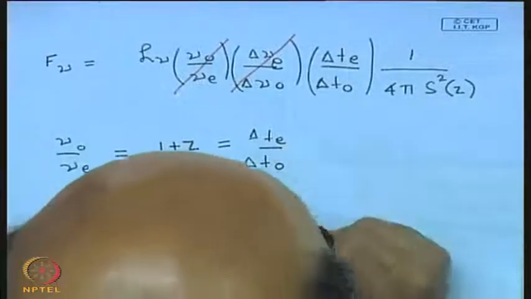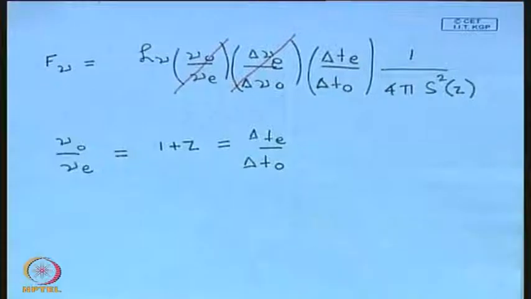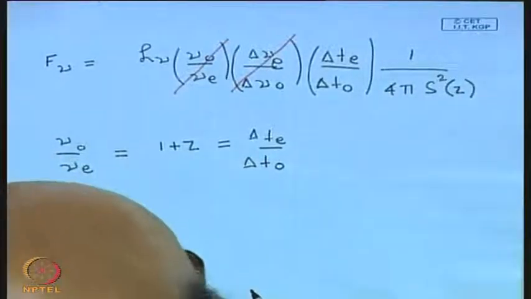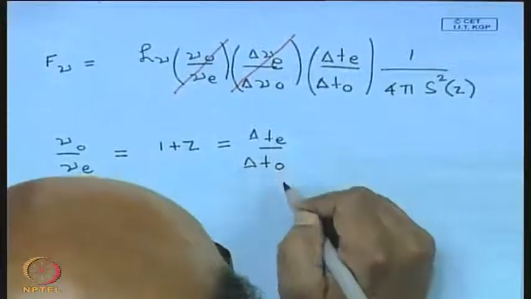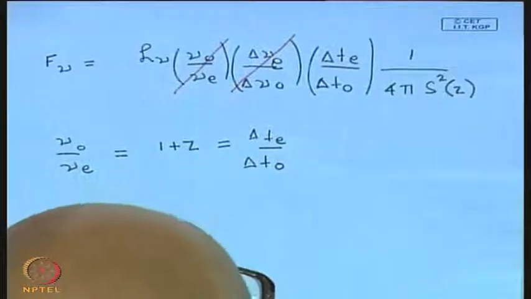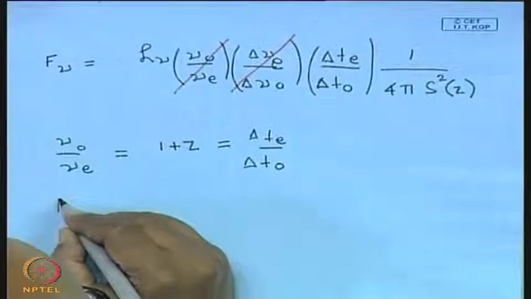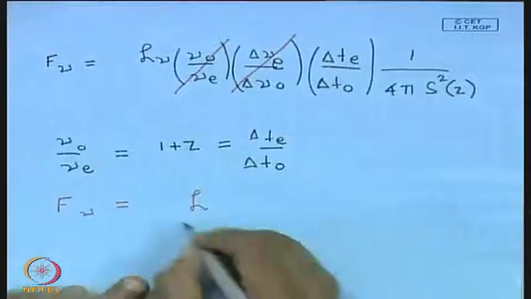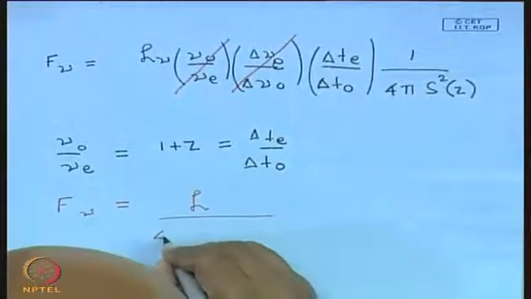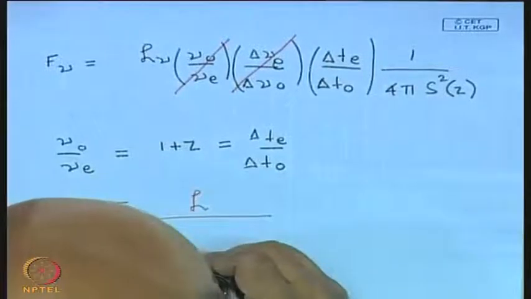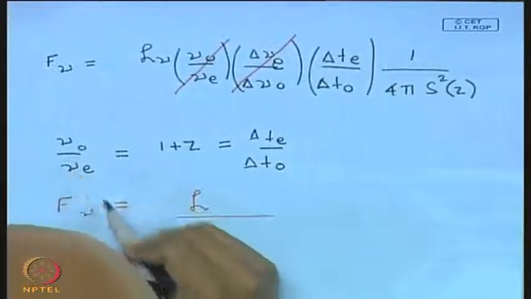So, delta t emitted by delta t observed, right, this will be the inverse of this. So, delta t emitted by delta t observed, correct. So, what we have here is that the flux, have I got this correct? No, this will be the other way around, sorry.